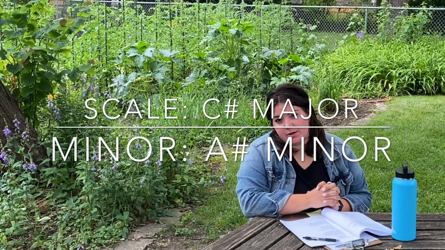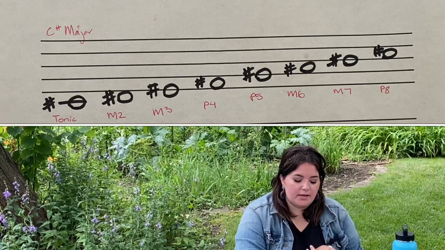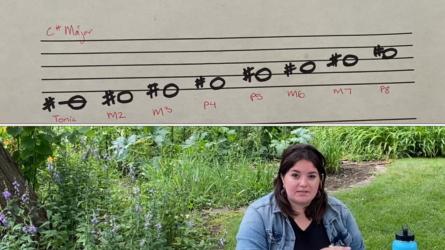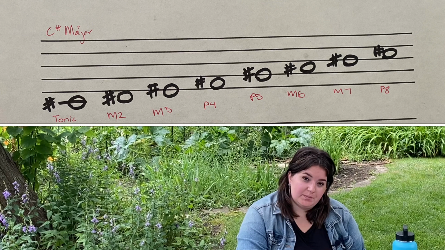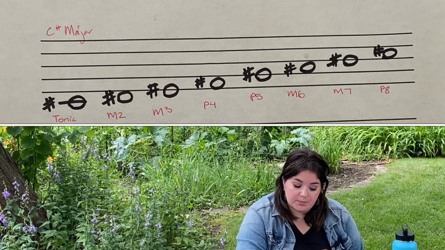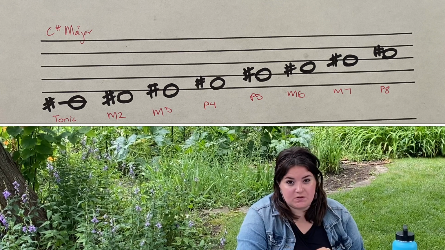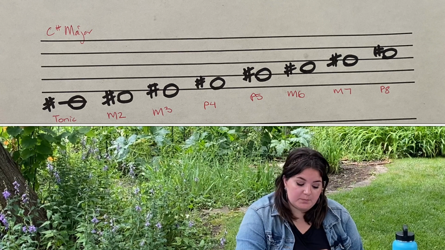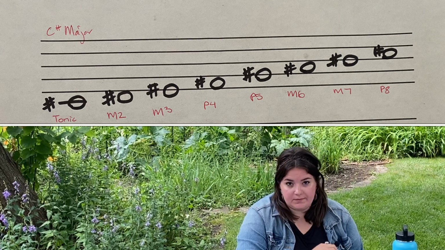Our scale for the day is C sharp major. C sharp major has 7 sharps: F, C, G, D, A, E, B. And those scale intervals: C sharp is our tonic, D sharp is our major second, E sharp is our major third, F sharp is our perfect fourth, G sharp is our perfect fifth, A sharp is our major sixth, B sharp is our major seventh, and C sharp is our perfect eighth.